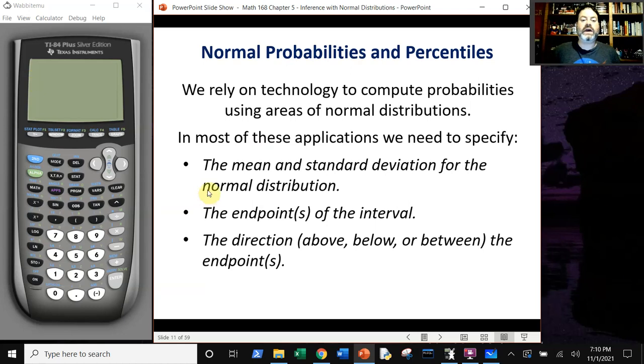You will also be asked to type in the endpoints of the interval. This is the trickiest thing in Chapter 5. It gives people a lot of trouble. Just pay attention, you should be fine. And then you have to type in the direction. So whether you're on the calculator or on StatKey, you still have to specify this information.